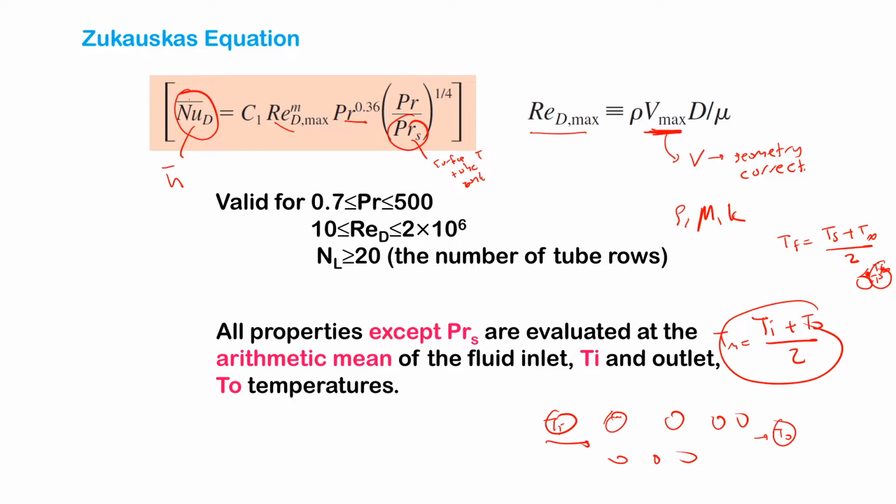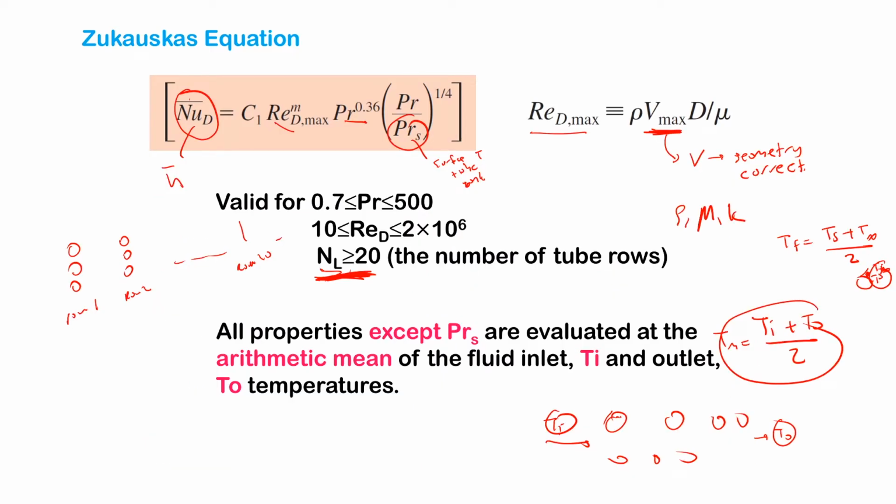and this equation is valid when the number of tube rows is more than 20. So we have row 1, row 2, row 20. So we need to have more than 20 rows to be able to use this equation. If we have less than 20, we need to use a correction, which I'm going to show you later. But at this point, remember this equation. If you want to use it in the current form, we have to have more than 20 tube rows. Okay, not the number of tubes, but the number of tube rows needs to be greater than 20.